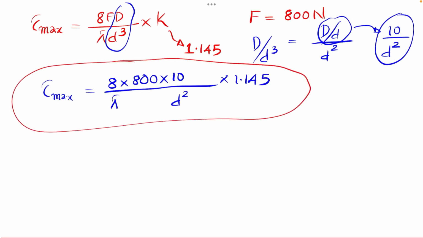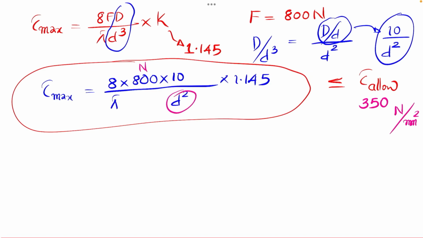K value is 1.145. So this is the entire expression for tau max, and this can be equated, for the limiting condition, to tau allowable. In the limiting condition we replace the less than or equal to sign by an equal sign, and the allowable shear stress is 350 megapascal. I will be substituting it as 350 as such.